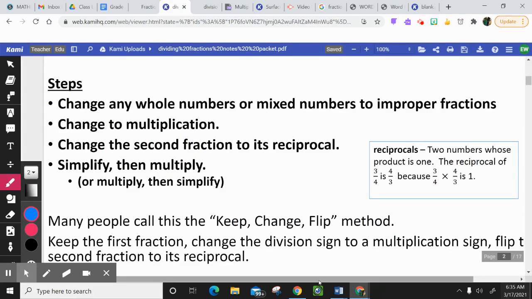One thing I do want to point out is this keep change flip. You will never ever hear me say this. It doesn't really give you understanding of what's going on. If that helps you remember after the fact what's going on in division, that's fine with me. Okay? But as far as this is concerned with Miss Westerling, you will not hear me say that. What you will always hear me say is we are doing the inverse of the inverse.